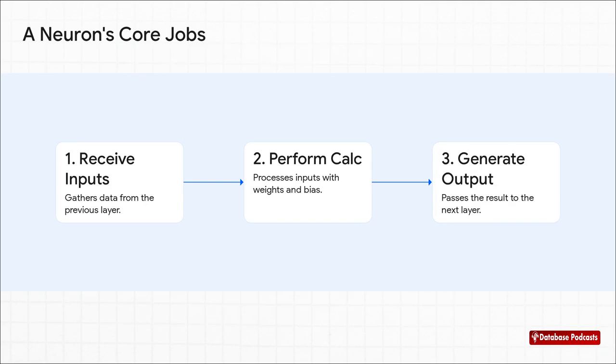And each one of these little Lego blocks has just three basic jobs. That's it. First, it takes in some information. We call those inputs. Second, it does one simple calculation on them. And third, it spits out the result as its output. Receive, calculate, generate. Simple as that.